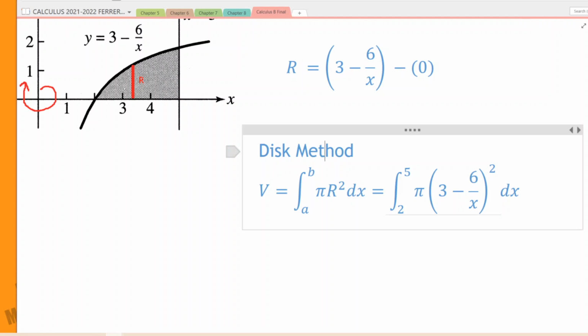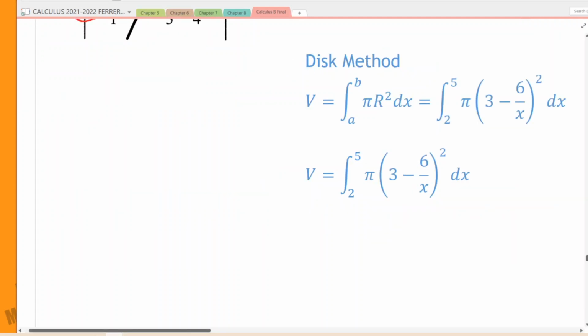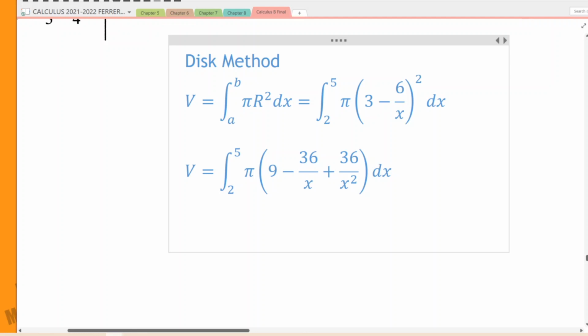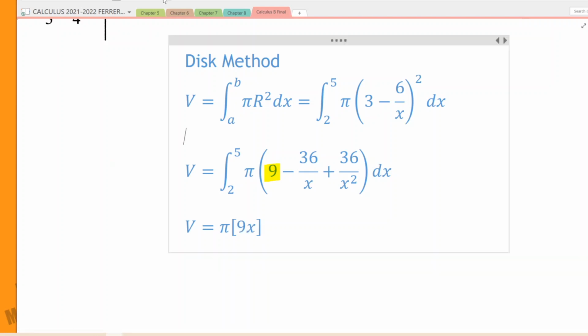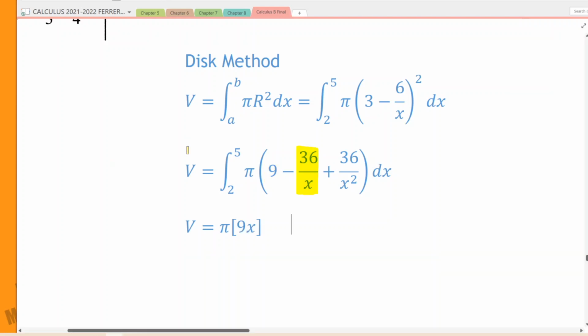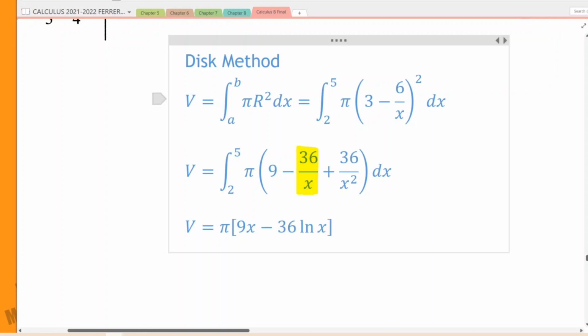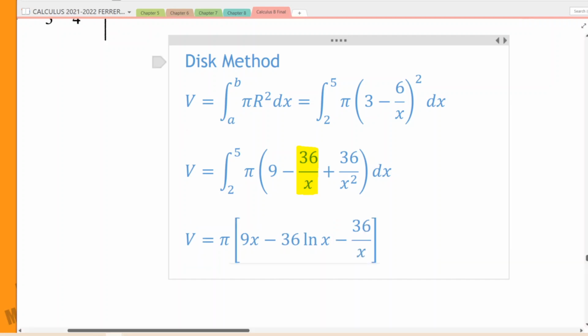Now the first thing I see here, I see that I have a square right there. So I'm going to expand this binomial. And now I can set about finding the antiderivative term by term. The antiderivative of 9 is 9x. The antiderivative of 36 over x, that's 36 natural log of x. And then the antiderivative of 36x to the negative 2 power, that's negative 36x to the negative 1 power. And we still have our lower limits 2 and 5.